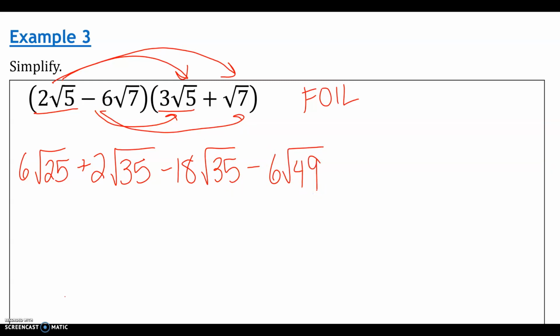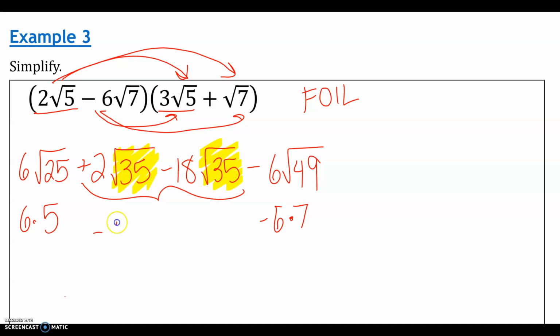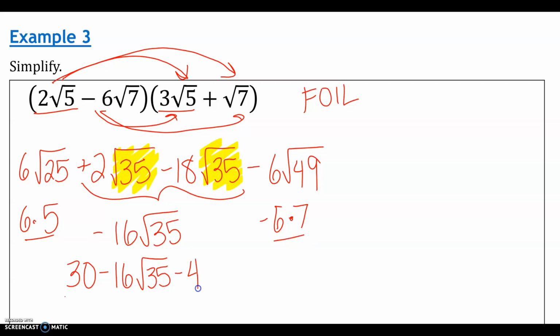All right, let's simplify the ends. So this is going to be 6 times 5. So it'd be negative 6 times 7. Looks like you can combine those because we have like radicands. So that would be what? 20 radical 35 and negative 16 radical 35... negative 16 radical 35. This is 30 minus 16 radical 35. This is negative 42. So to keep simplifying, you have 30 minus 42, which would be negative 12 minus 16 radical 35.